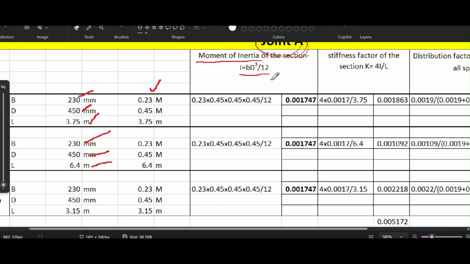BD cube by 12. So the breadth we know already, this is 230 mm, depth is 450 mm. From these two, divided by 12, it gives this result. This calculation is here, 0.23 into 0.45 into 0.45 into 0.45 by 12 is this much. This is called the moment of inertia of the section.